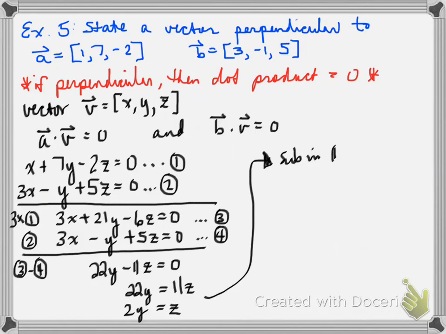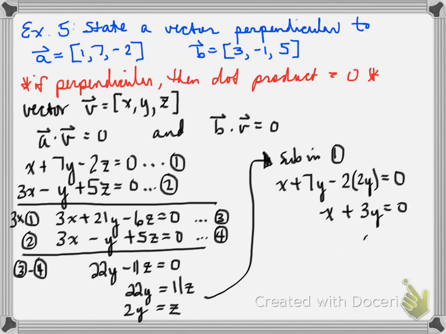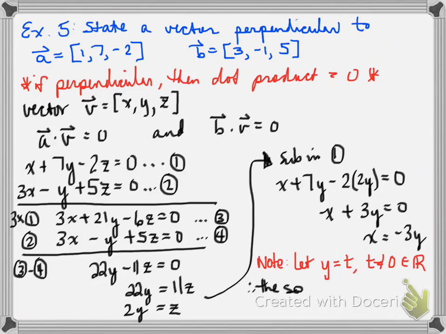Substitute this value in equation number 1 and you find out something unique for x. X can be expressed in terms of y as well. So we find out that x equals negative 3y. Well, what's very important now is that we set up the perpendicular vector in component form. In order for it to be in component form, we cannot use the letters x, y, or z. So note, you let y equal t, so we set a parameter such that t belongs to the reals but is not equal to 0. So this is the solution to the problem.